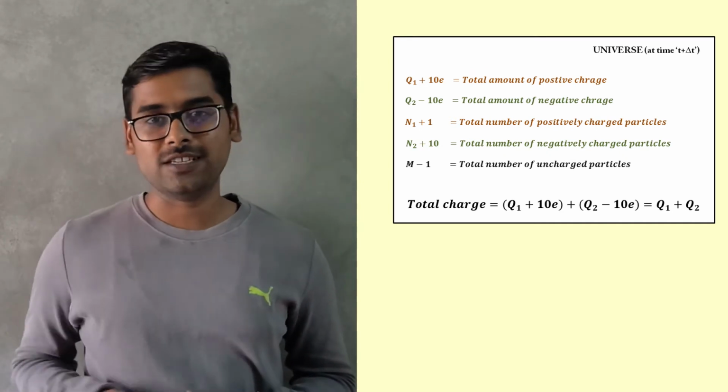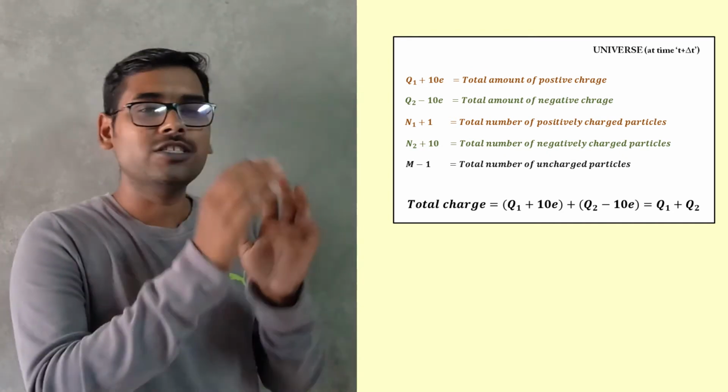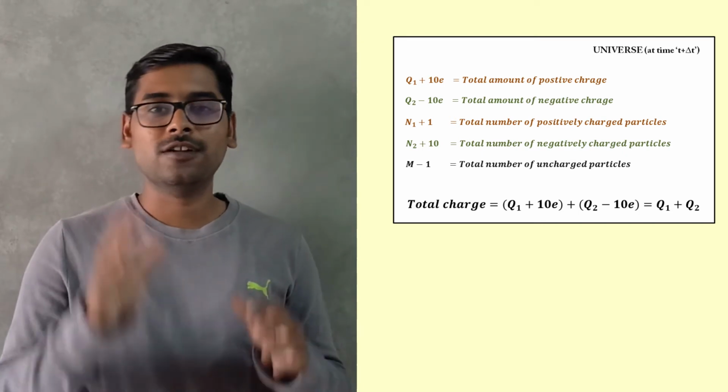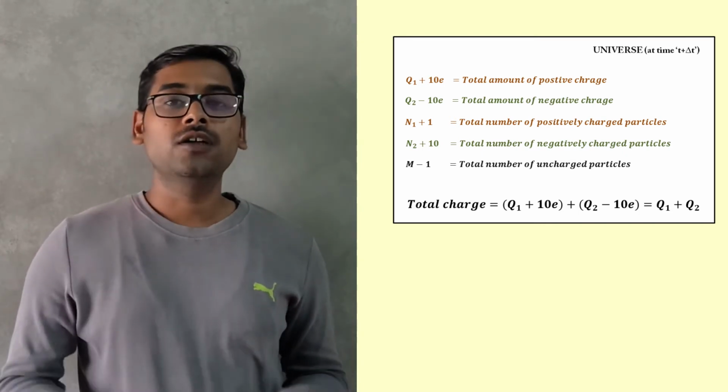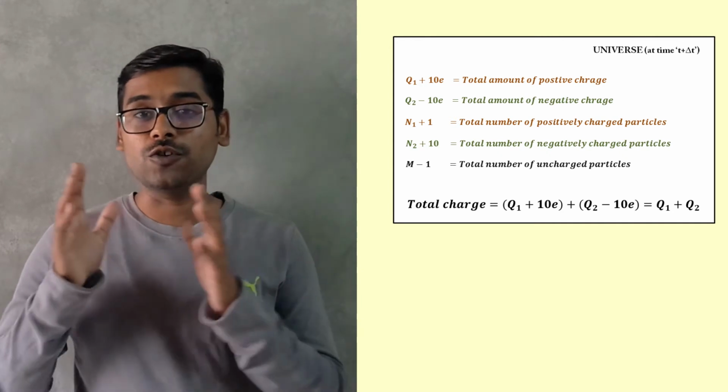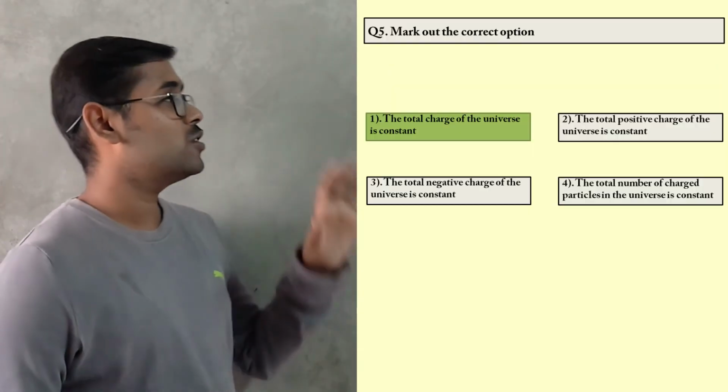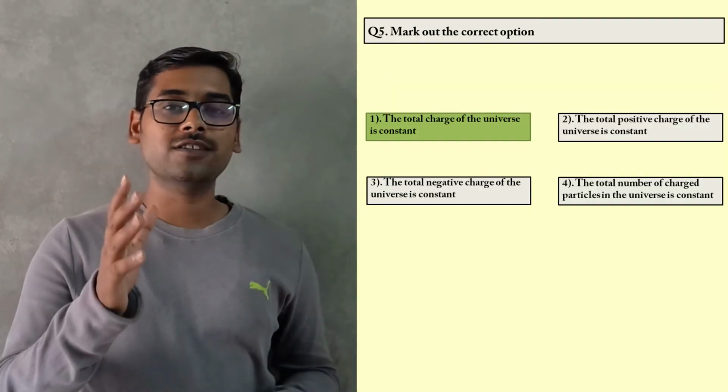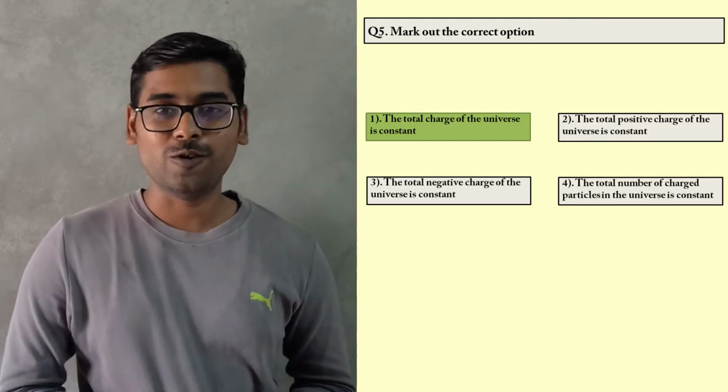The only thing that remains constant over time in the universe is the total amount of charge. So the total amount of charge in the universe is constant, and the answer to this question is option number 1, that is, in the universe the total amount of charge is constant.